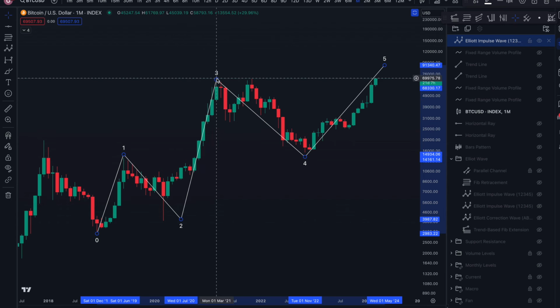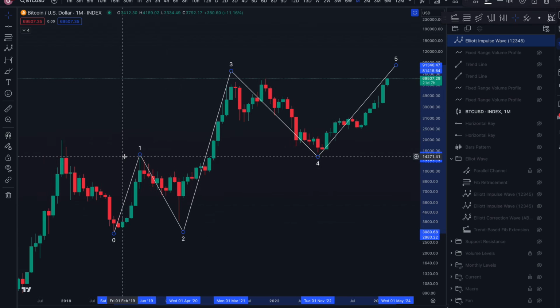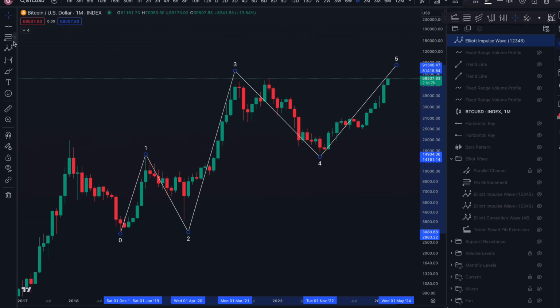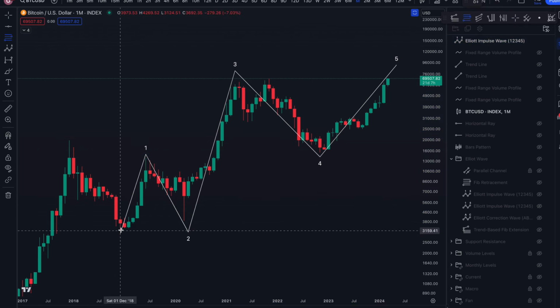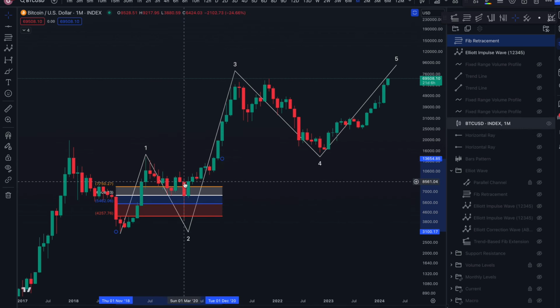So what gives me more confidence that these are correct counts? We want to look at the fib retracements for each of them. When we look at wave 1 here, we can see that the retracement level hit the 78.6. Wave 2 can come down to the 61.8, which is the blue area, or more commonly the 78.6 as well. Anywhere in these areas is a good wave 2. What it can't do is come below the start of wave 1, which would invalidate the wave 2.